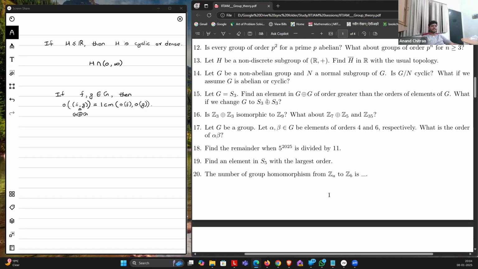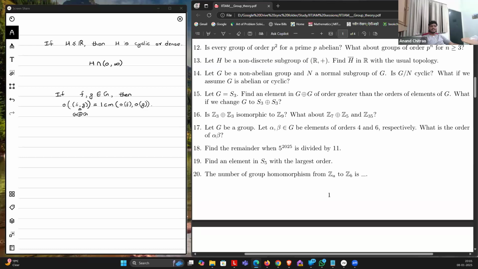What if we change G to S3 direct sum S3? Then can you find an element in G direct sum G whose order is greater than the orders of elements of G? Try to work this out on your own. Okay.